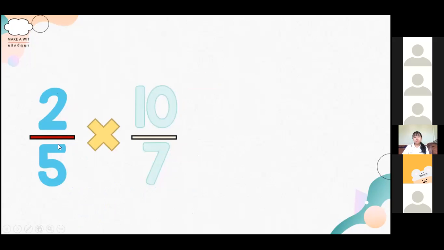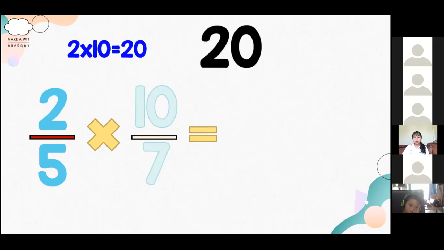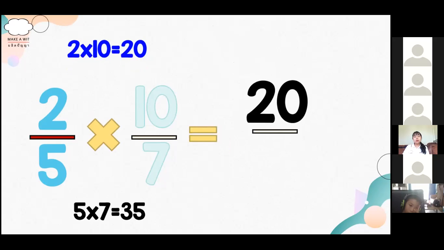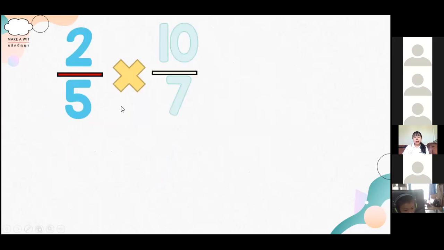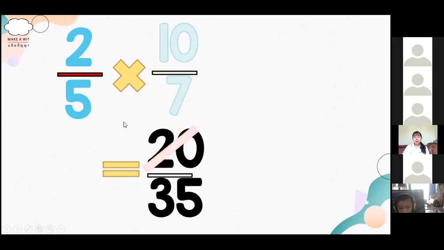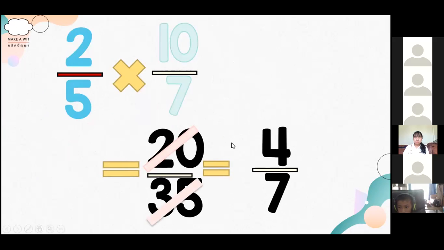Next, 2/5 times 10/7 becomes 20/35. Next, we can make it into the simplest number, by dividing the biggest number into the smallest number. It becomes 4/7.